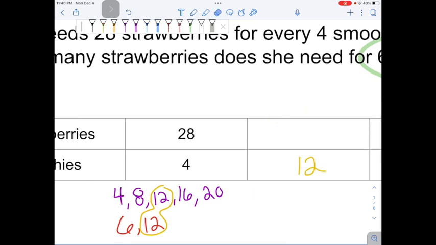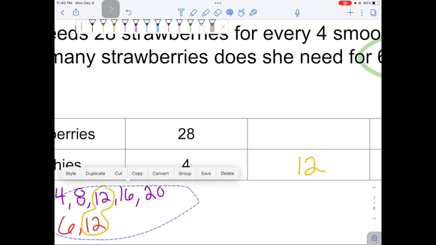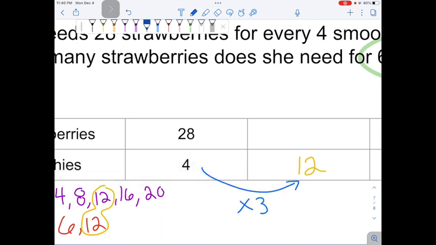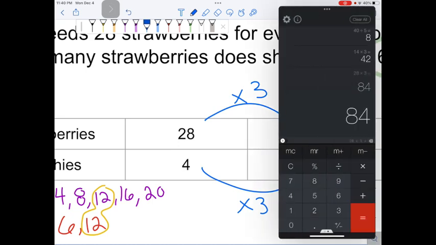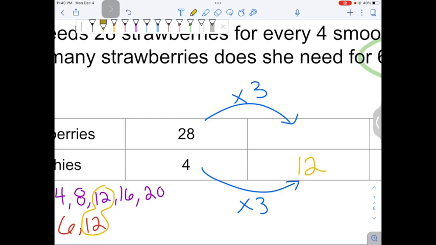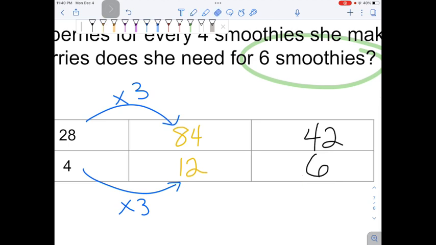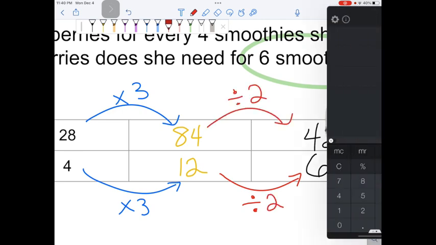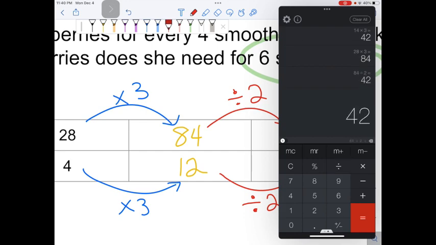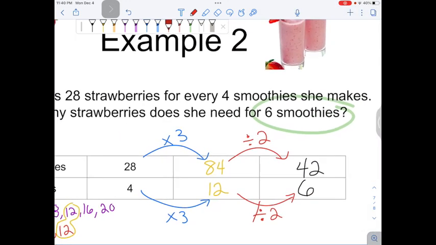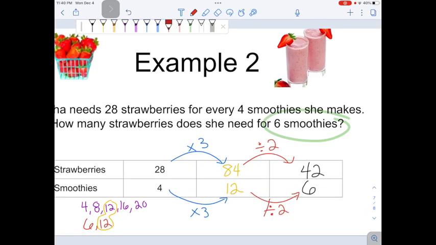12 smoothies. I know that's too many, but it's really easy to do the math for this problem. And say 4 times 3 is 12. So 28 times 3 is 84. Cool. Now we can work from 12 to 6. Oh, that one I know pretty easy. It's divide by 2, and I'm pretty sure 84 divided by 2 is 42. Yep, gets us right back to 42. So you can see that either way, we get the answer of 42 strawberries.